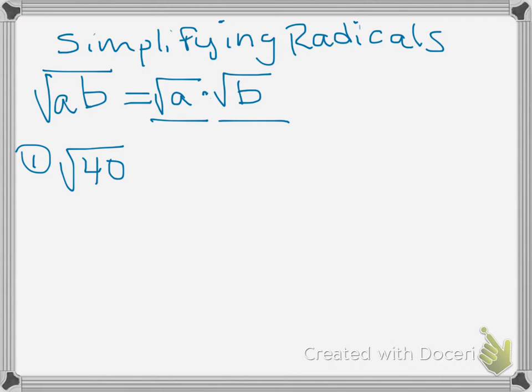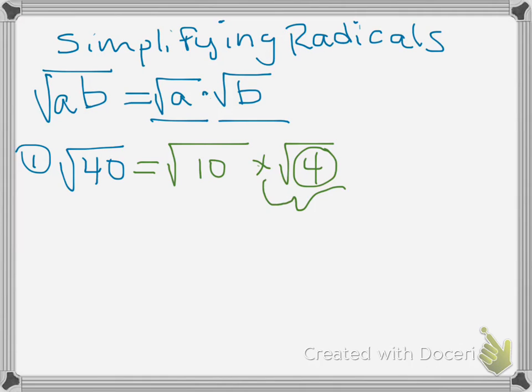Let's start with square root of 40. This is made up of two numbers that multiplied to make 40. So we could use square root 10 times square root 4. When we can easily take the square root of one of these numbers, in this case the square root of 4, that number gets pulled out in front of the radical. So square root of 4 is 2. So we put that 2 in front of the root 10. So our final answer is 2 root 10.